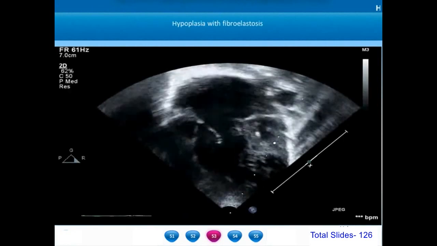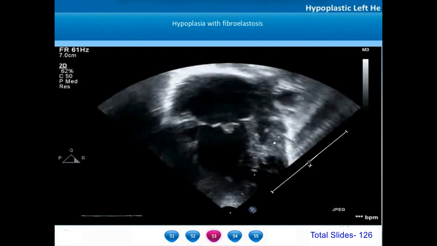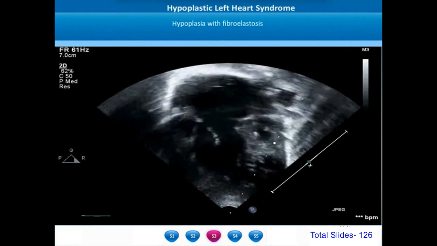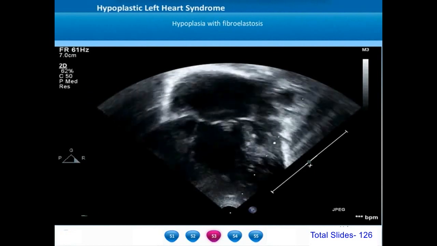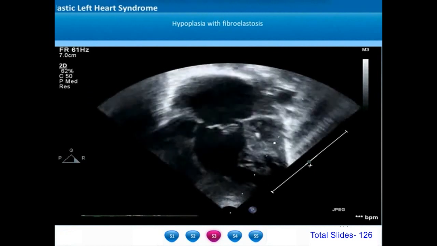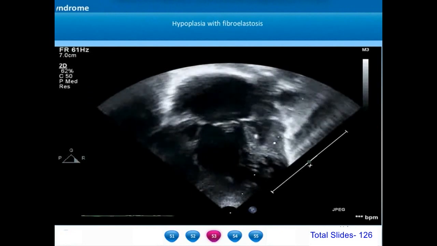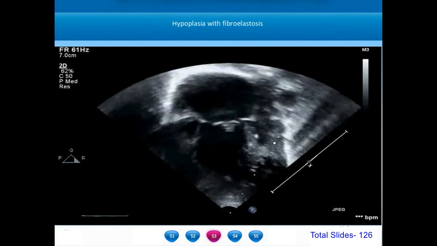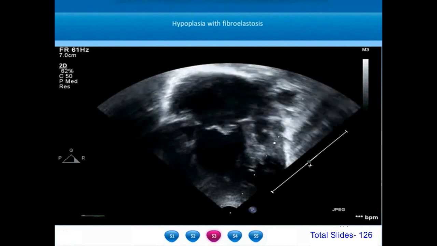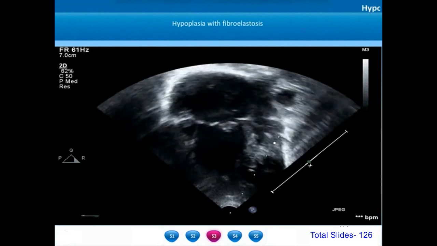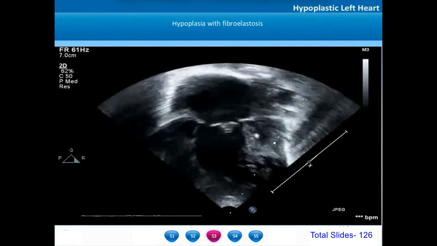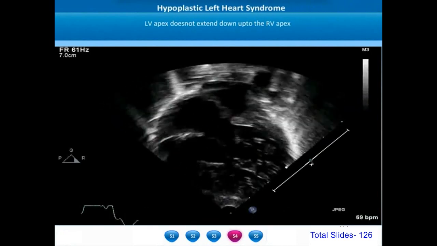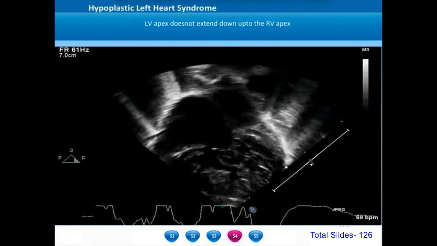The left ventricular hypoplasia is appreciated by the small size of the left ventricle. The apex of the left ventricle will not extend downwards up to the apex of the right ventricle. The left ventricular fibroelastosis is shown by the echogenicity seen on the interventricular septum and on the papillary muscles. LV apex is far above the level of the right ventricular apex.